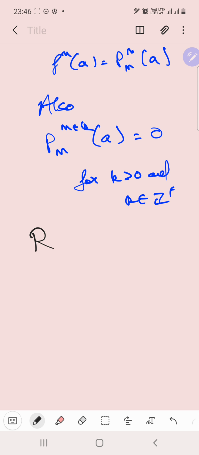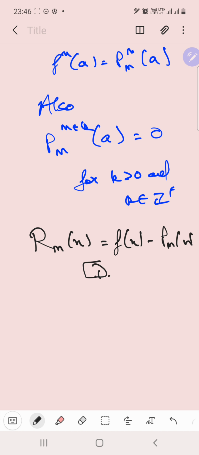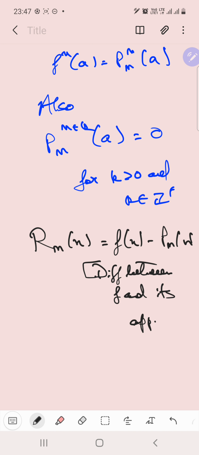Now we will be defining the remainder function, also called the error function. So the remainder function given as Rn(x) is basically equal to f(x) minus Pn(x). That is basically the difference between f and its approximation. Clear? Difference between f and its approximation. This is your remainder function.